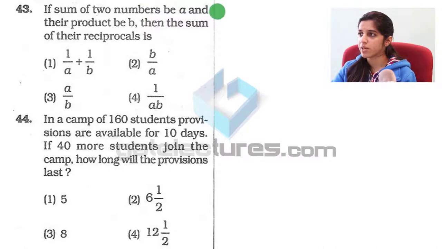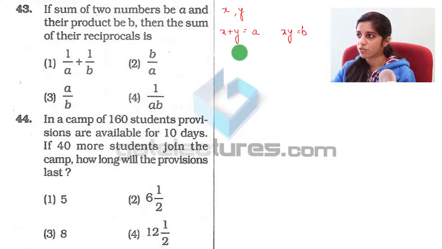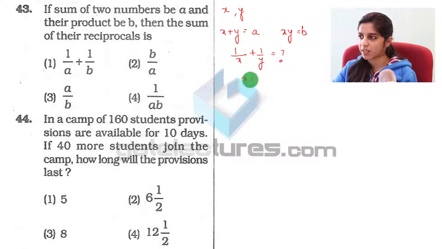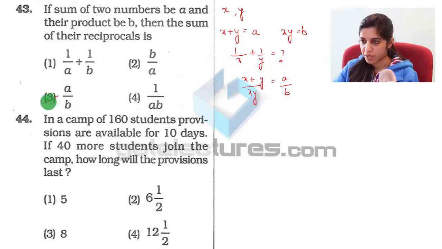If sum of two numbers be A and the product be B, then the sum of their reciprocals. So let us consider that the two numbers are X and Y. So what this is saying is sum of two numbers, this is X plus Y is A, product is B, which is XY is B. So it is asking sum of their reciprocals, meaning 1 by x plus 1 by y. So if you just take LCM and write this, already we know x plus y is a, xy was b. So the sum of their reciprocals is going to be a by b. So option third.